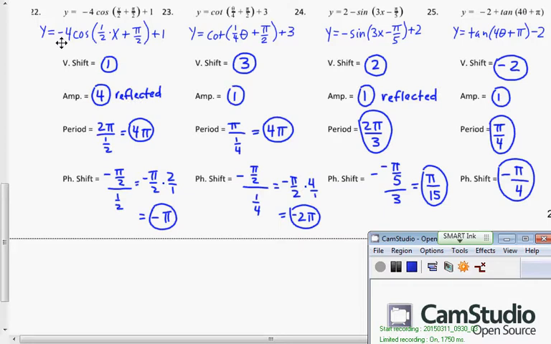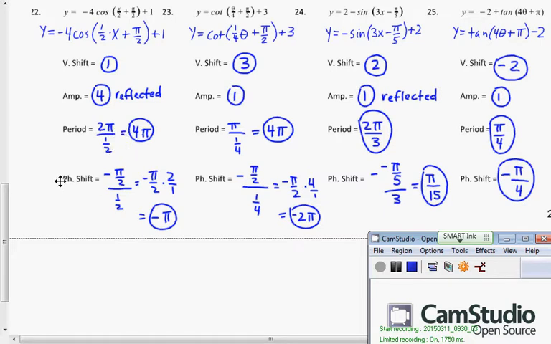To find the period of a cosine function, it will equal 2 pi divided by k. So 2 pi divided by 1/2 is equal to 4 pi. You're taking 2 pi times 2 over 1.